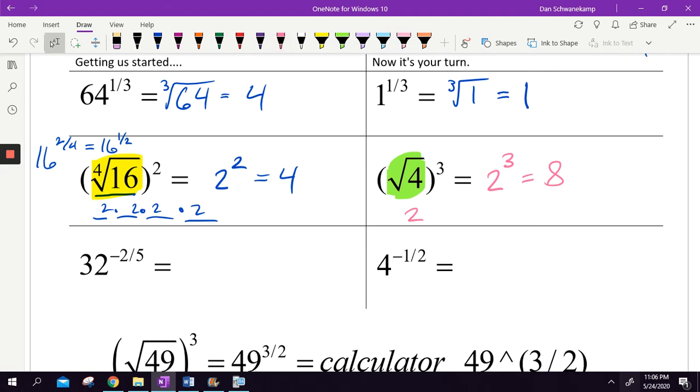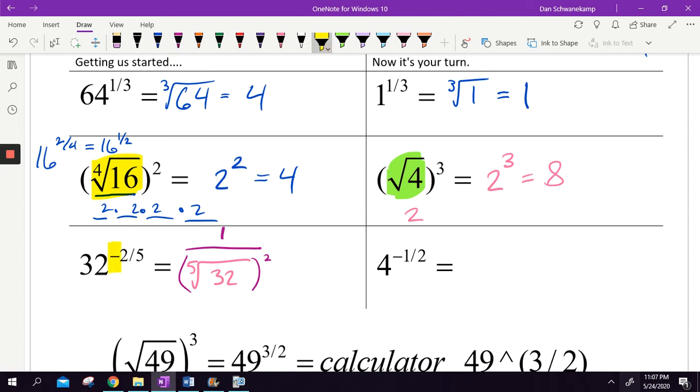And then these two problems are the ones my calc kids struggle with. So 32 to the negative 2/5. Well, that is the same thing as the 5th root of 32 squared. But then I've got this negative sign. And if you've forgotten what that negative sign does, a negative sign in the exponent is going to give you the reciprocal. And so what that means is it's going to be 1 over that value. Okay, 1 over.